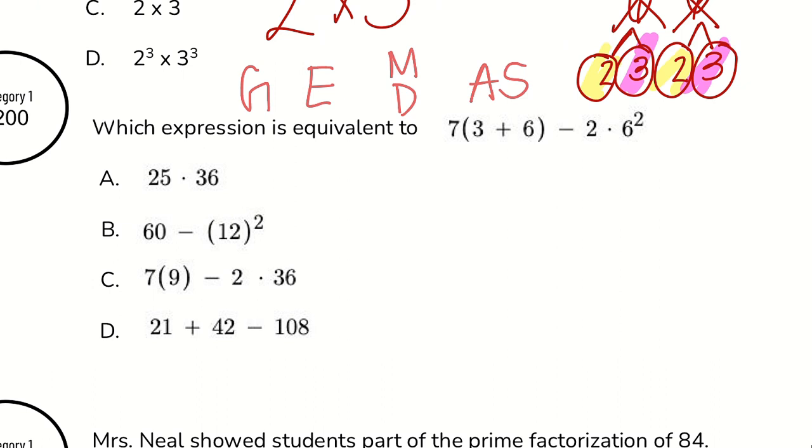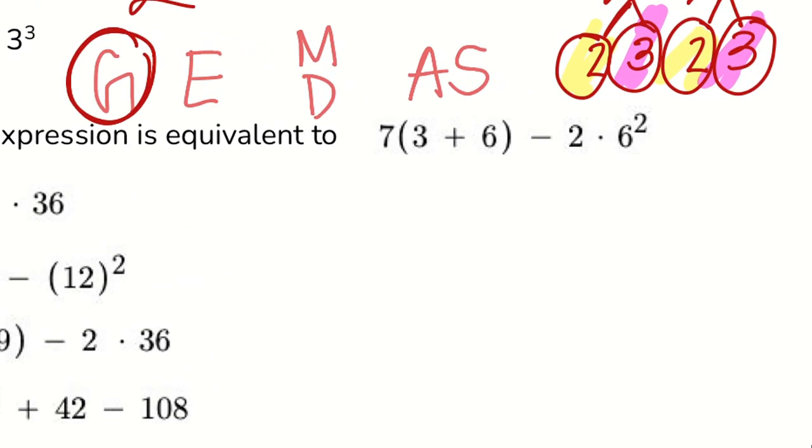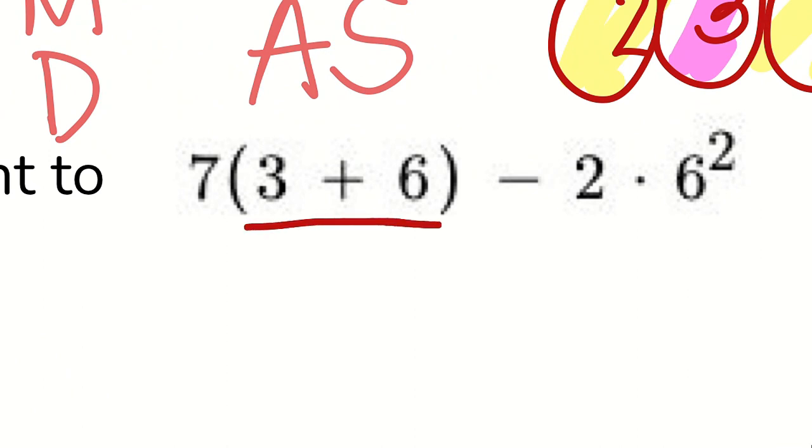Good job. So first we're going to look at our grouping symbols. Do we have any grouping symbols here? I see some grouping symbols. Right here we've got these parentheses. So let's start there. So we're going to add 3 plus 6, which is 9.